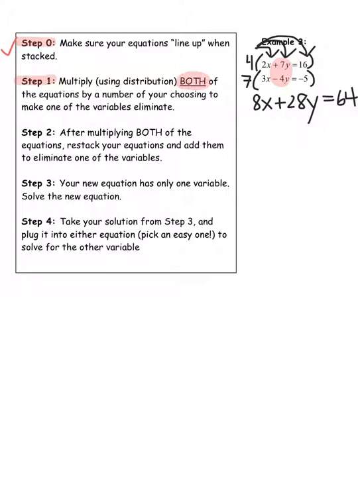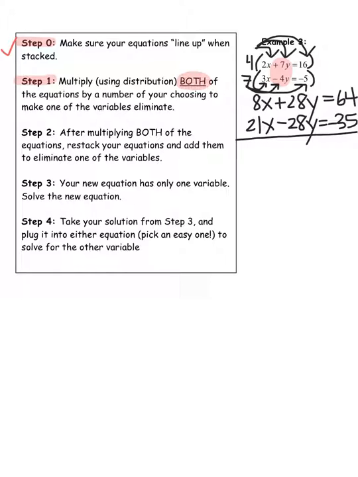I'm going to do the same thing on the bottom. 7 times 3x, that's 21x. 7 times negative 4, that's negative 28y. 7 times negative 5, that's negative 35.